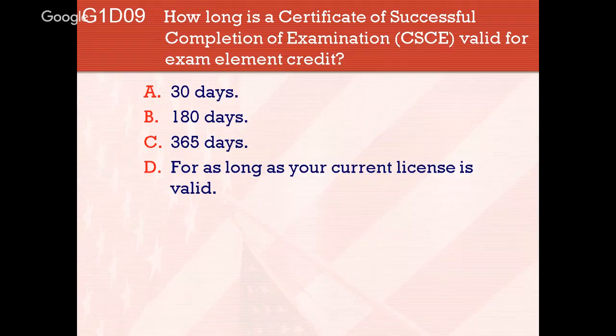How long is a certificate of successful completion of examination, the CSCE, valid for? And that's pretty easy. It's a year, 365 days.